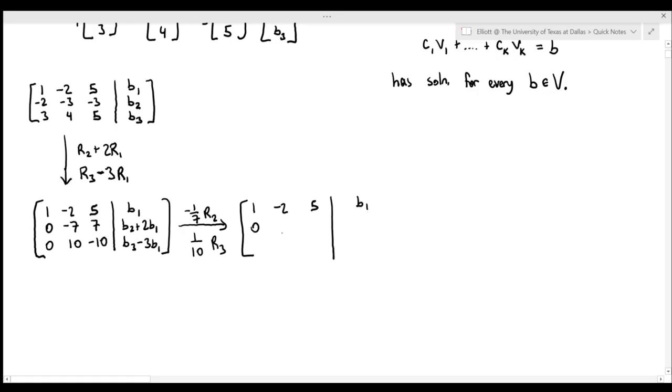So now we're going to get 0, 1, negative 1. And here I'll just write minus 1/7 times B2 plus 2B1. And then finally here, we're going to get 0, 1, minus 1. And then I'll just write out 1/10 times B3 minus 3B1.